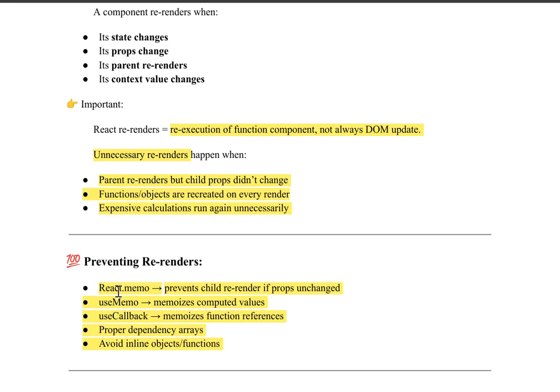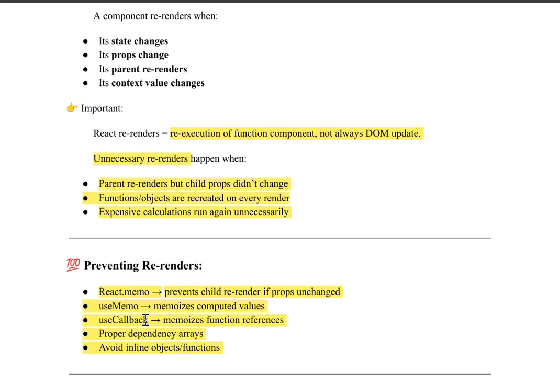And the next one is the useMemo hook. This is used for memoizing computed values, and also the useCallback hook, which is used for memoizing function references. And how to prevent re-renders? Some more prevention methods.